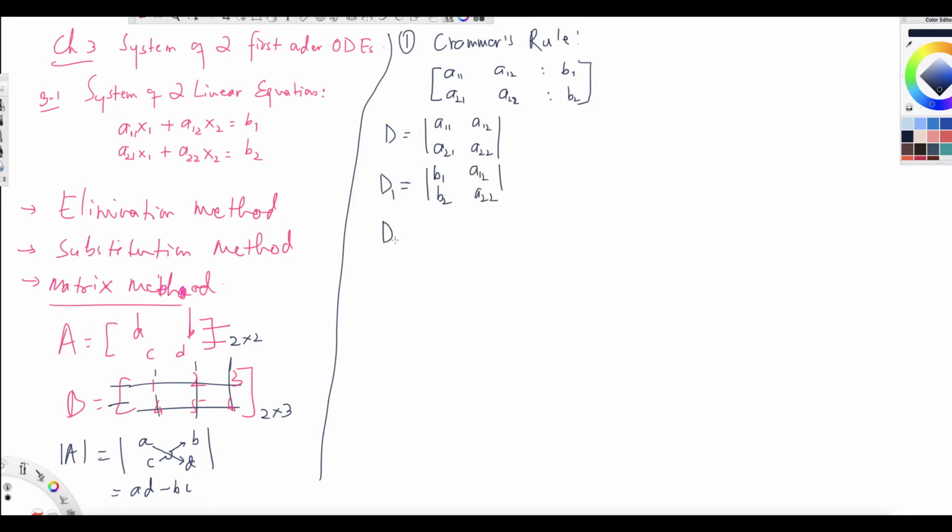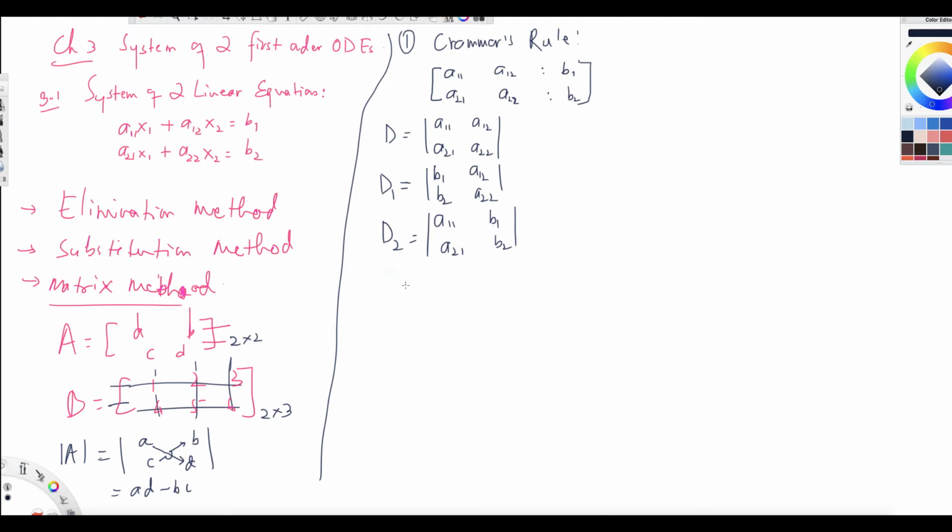And then similarly, you define D2 as the determinant of the coefficients, but the second column is replaced by B1, B2. So it will be A11, B1, and then A21, B2. So this is the determinant of the coefficients only. This is the determinant with the first column replaced by the column of constants, and this is the determinant of the matrix of coefficients with the second column replaced by B1, B2, the column of constants.